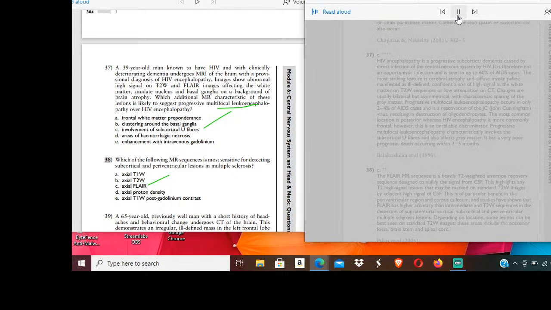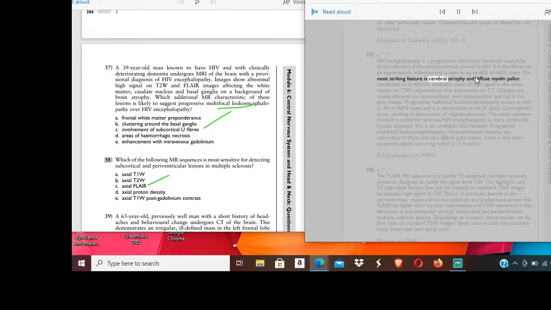Or other particulate matter. Catheter-induced spasm or dissection can also occur. Chapman and Nakielny, 2001. 37c. HIV encephalopathy is a progressive subcortical dementia caused by direct infection of the central nervous system by HIV. It is therefore not an opportunistic infection, and is seen in up to 60% of AIDS cases.